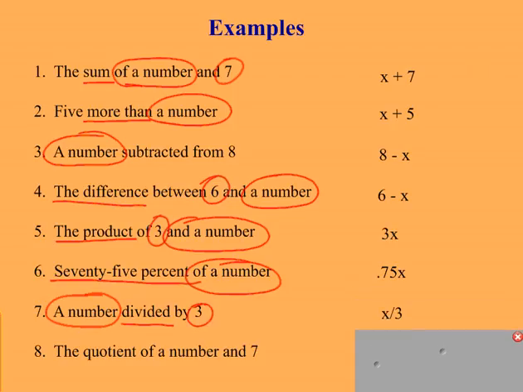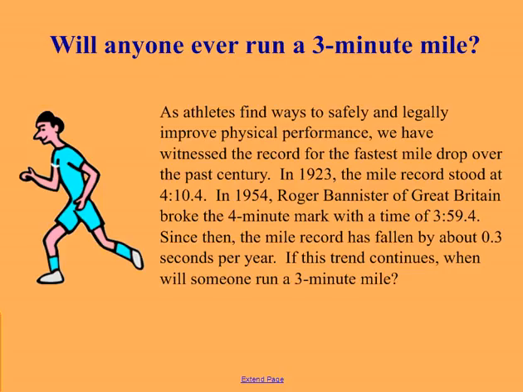And finally, the quotient of a number and 7. You'll recall that the quotient is the answer you get when you divide, and you are dividing a number and 7. So we have x over 7. So there are some good examples of translating English into algebraic expressions. All right, now let's put that practice to use in a word problem.